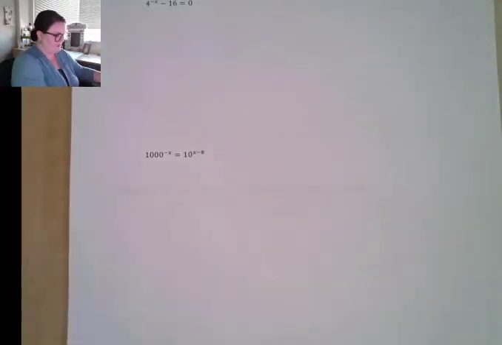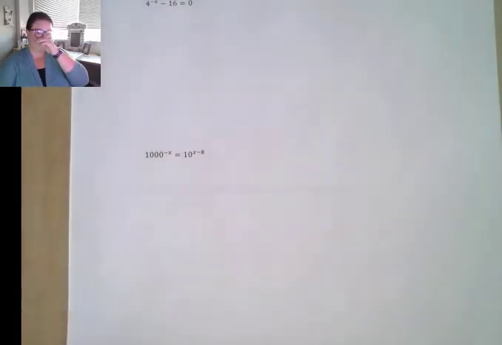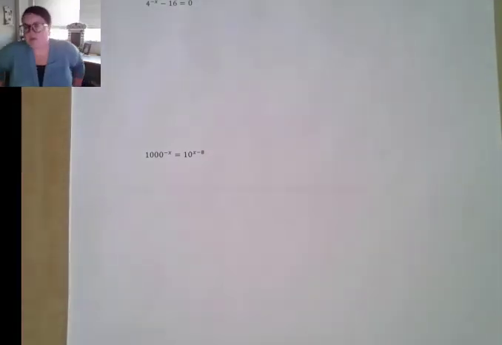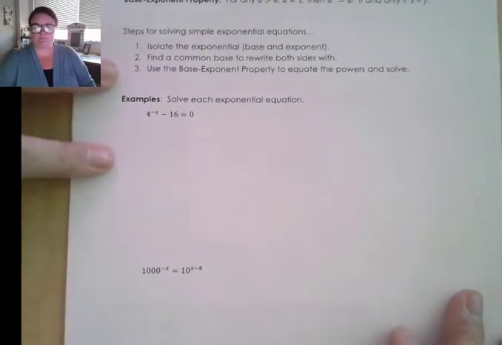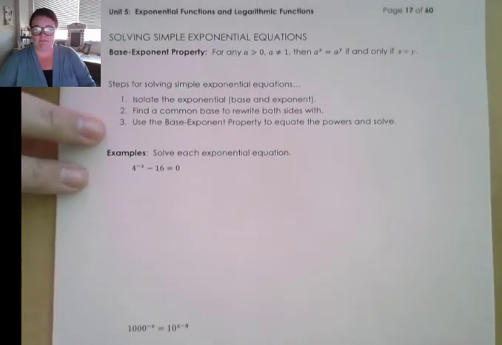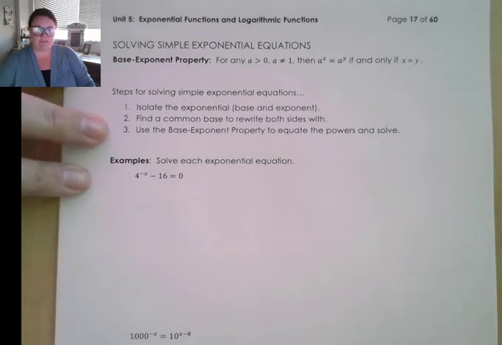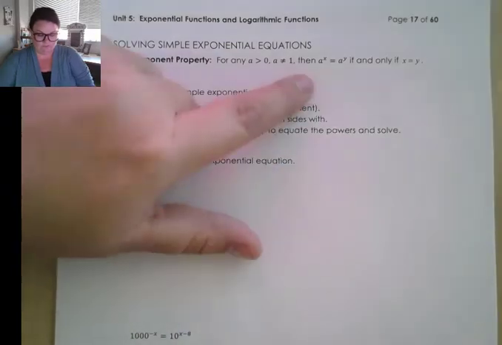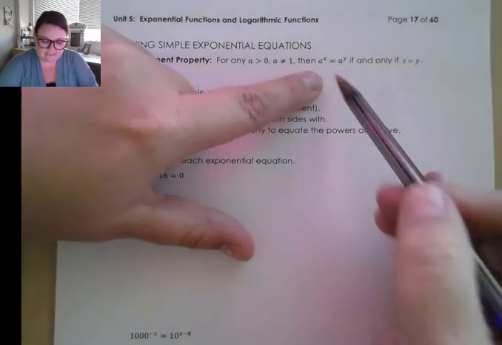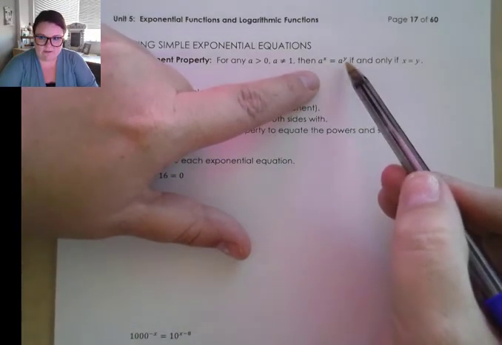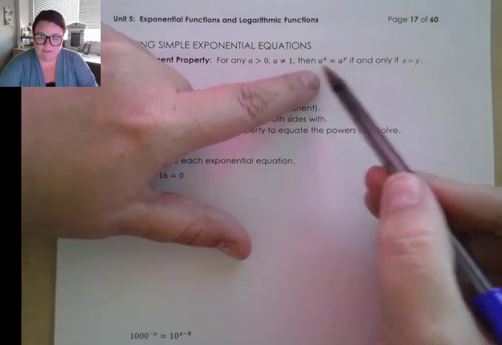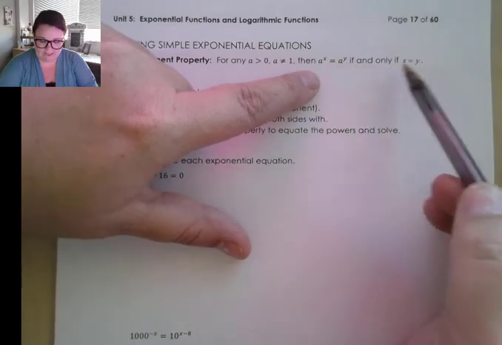method for graphing exponentials. The last thing I want to go over, on this section is solving simple exponential equations. So we have this base exponent property that helps a lot with this. Because it says that if you have a to the x equal to a to the y, that's only true if and only if x equals y.